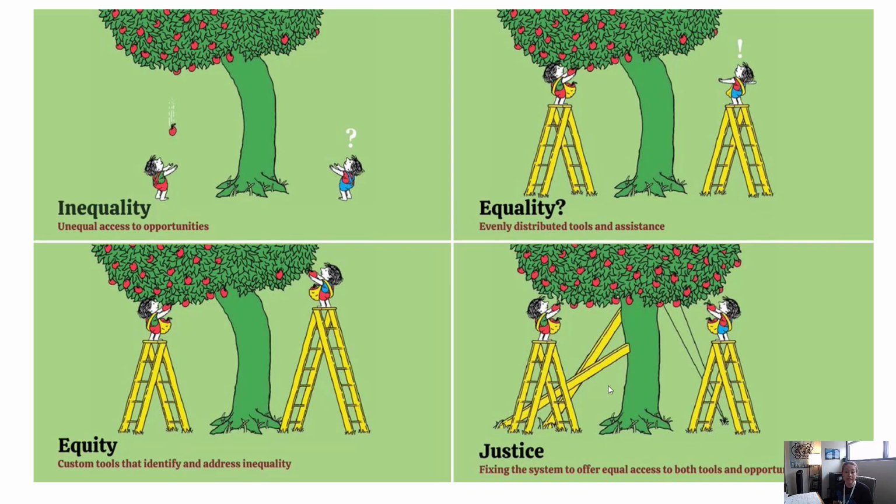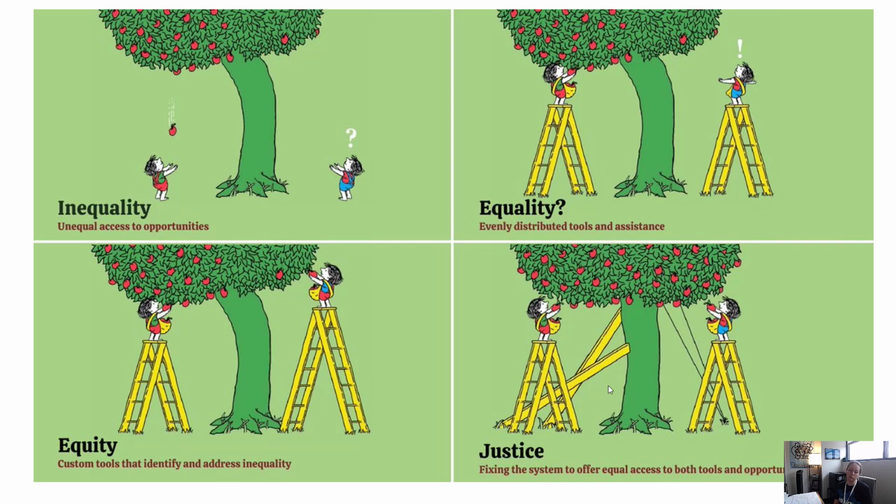Now, equality is providing tools and assistance, but you're providing the same exact tools and assistance to these two students, expecting that they're both going to be able to reach the apple. Well, the poor student over there on the right-hand side, being that the tree is leaning to the left, totally does not get any apples, but the one on the left does. We see this a lot on a mindset of, hey, this is promoting fairness in my class. Well, look at the picture. Is it really fair to give both of those students the same exact tools and expect them to be able to reach their end goal?